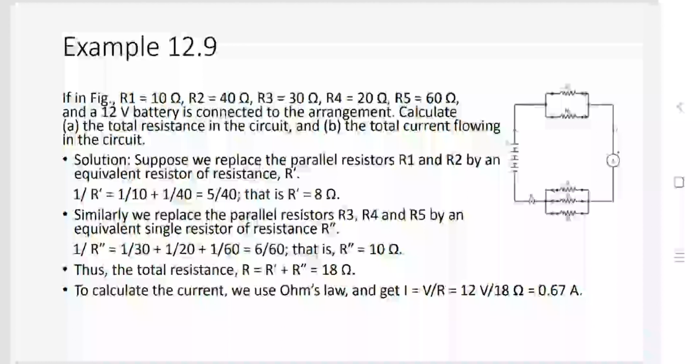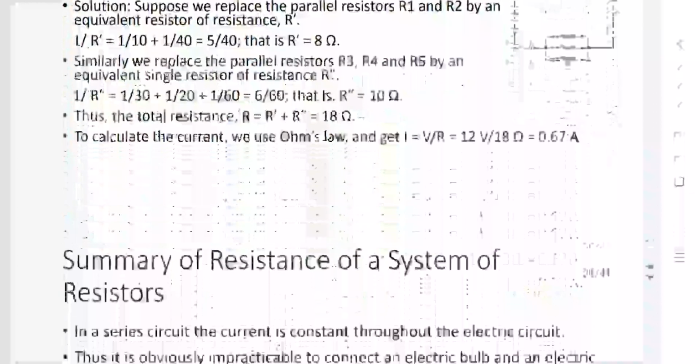Now the second case, the total current flowing in the circuit. I equals V by R. V is 12 volt. R is, which we have solved in the first case, 18 ohm. So 12 volt by 18 ohm, that would be 0.67 ampere. Clear everybody?